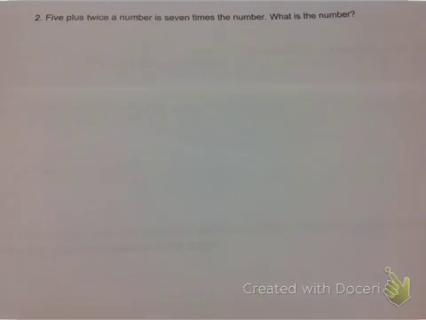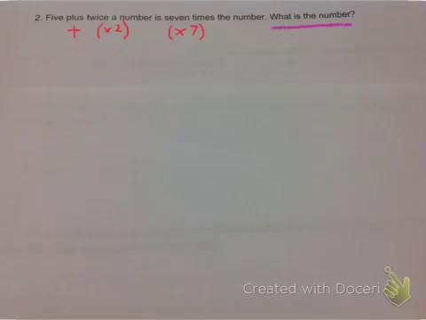All right, here's another problem. They tell us that 5 plus twice a number, and twice means times 2, is 7 times the number. What is the number?